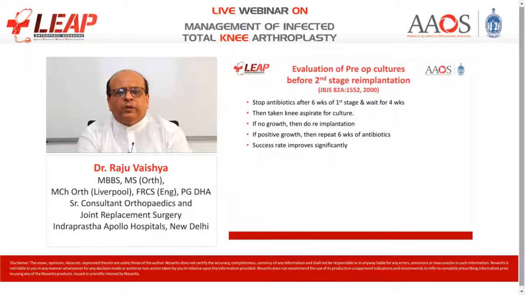Evaluation of preoperative cultures before second stage reimplantation could be of great help to the surgeon. One must stop antibiotics after 6 weeks of first stage and wait for another 4 weeks. Then take a knee aspirate for culture. If there is no significant growth, then you go for reimplantation. However, if you find some microorganism growth, then repeat 6 weeks of antibiotics and then repeat the same procedure again. Doing this type of drill increases the success rate significantly.